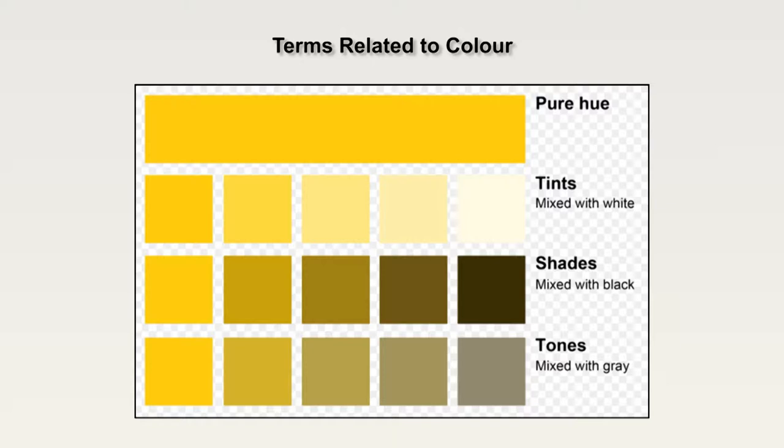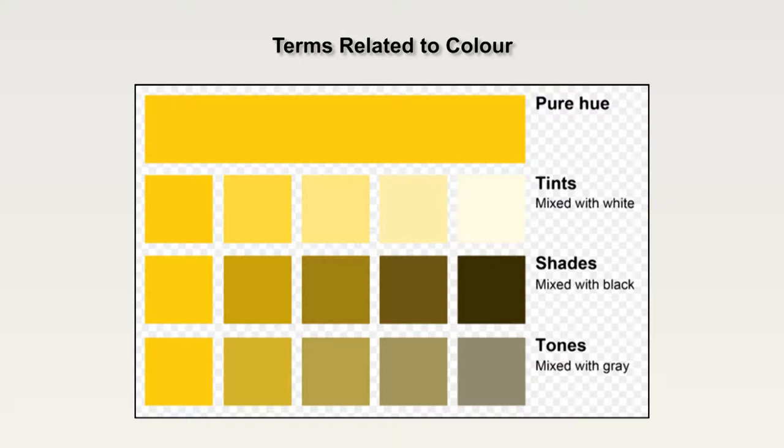This diagram explains clearly the different things that we just discussed. On top, we see pure yellow or 100% yellow. It is a bright color. This is not the bright that we usually refer to in English, but in fashion terms, it means that it is a pure color without any additions to it. The same applies to other colors too.